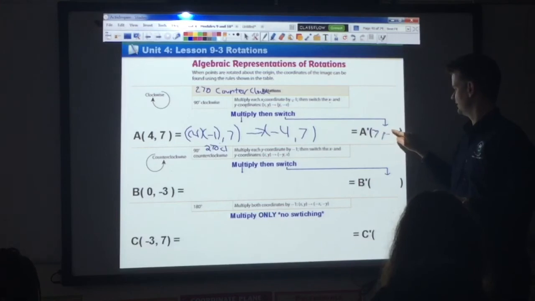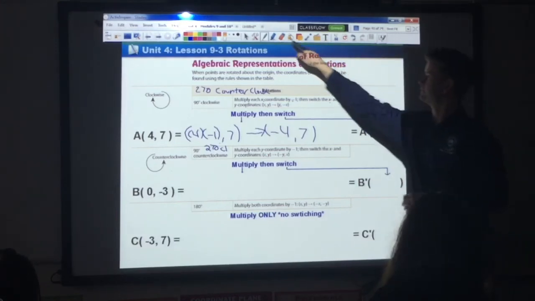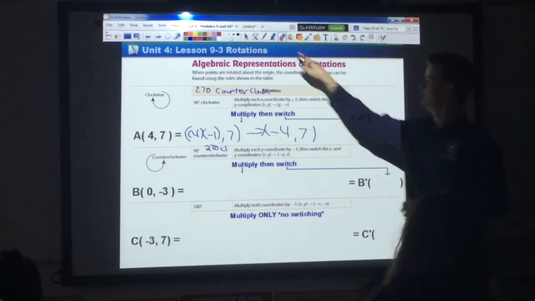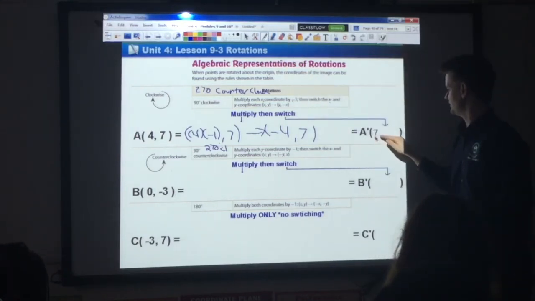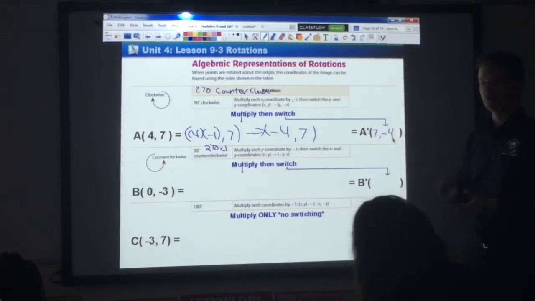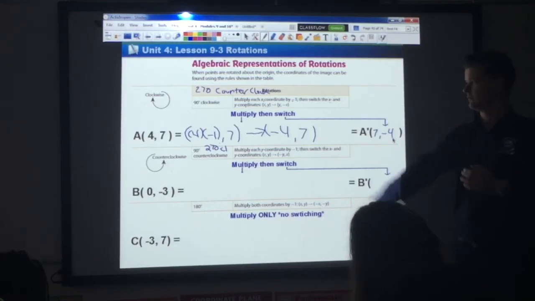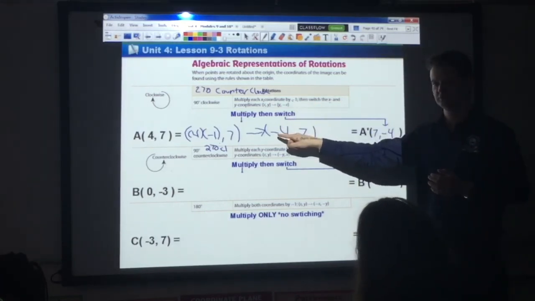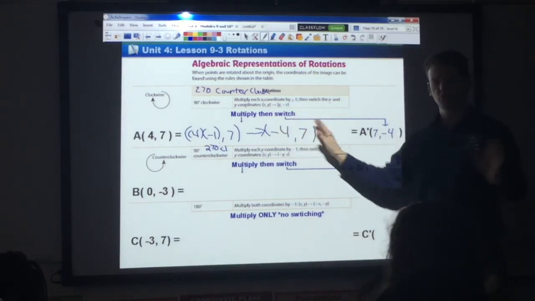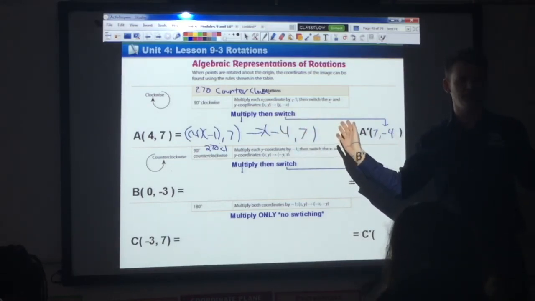7, comma, -4. That is horribly drawn. Let me clean that up a little bit for you. So A prime becomes 7, comma, -4. Multiply and flip. That's all you got to do. Multiply the x by -1, then flip them. So here, we all know how to multiply by -1, right? All of us know how to do that?